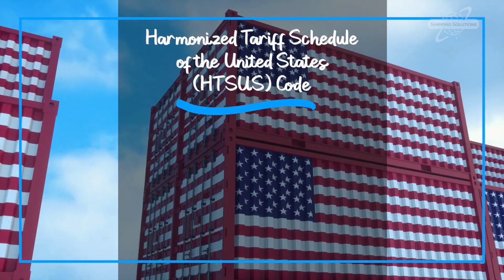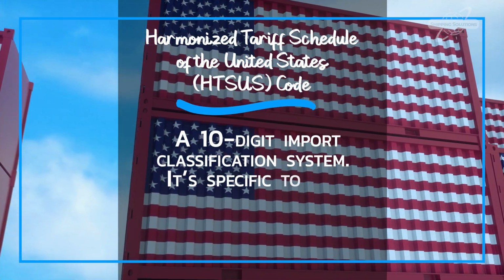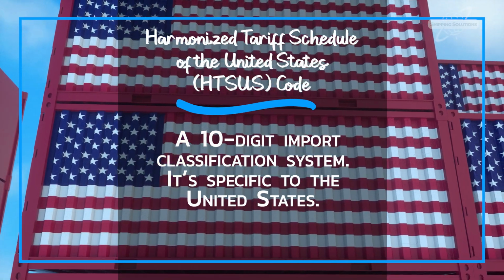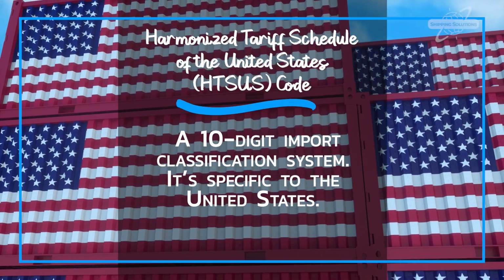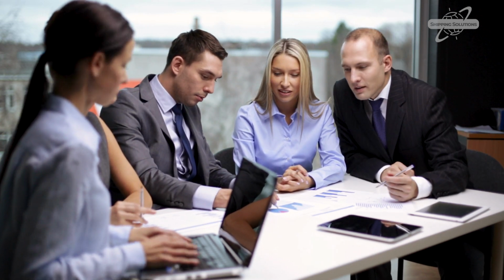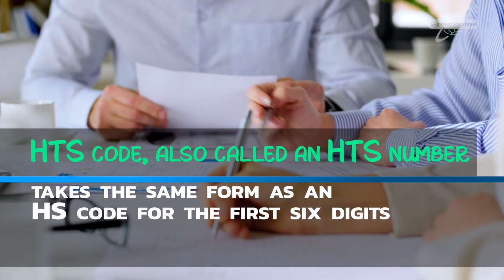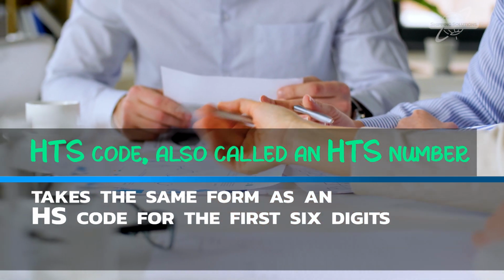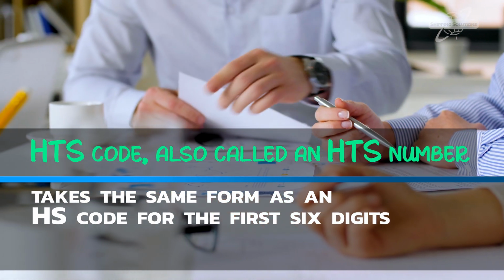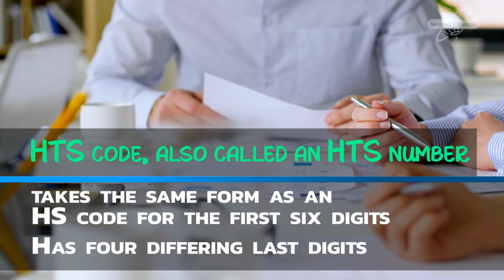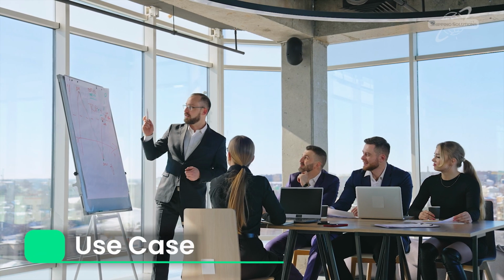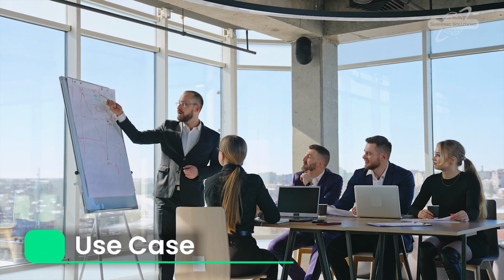The Harmonized Tariff Schedule code is a 10-digit import classification system. It's specific to the United States. US importers must use the correct HTS US codes because commodity duties are assessed based on this classification. An HTS code, also called an HTS number, takes the same form as an HS code for the first 6 digits and then has 4 differing last digits. If you are a US importer, this is the code you must use.